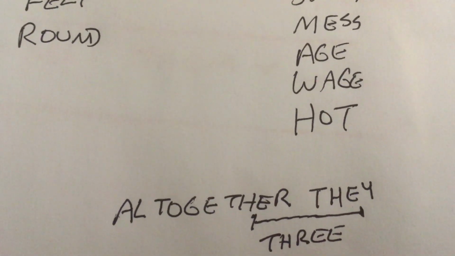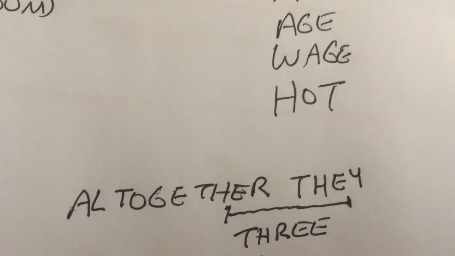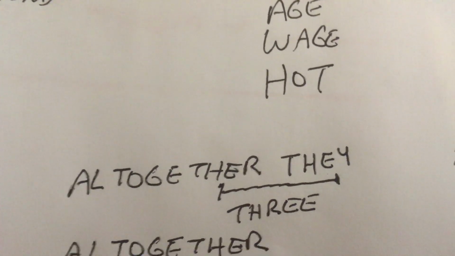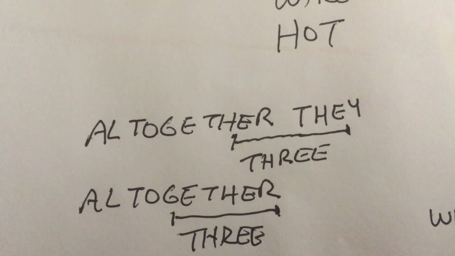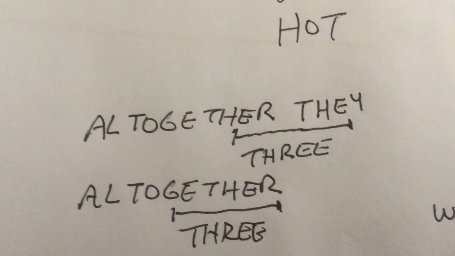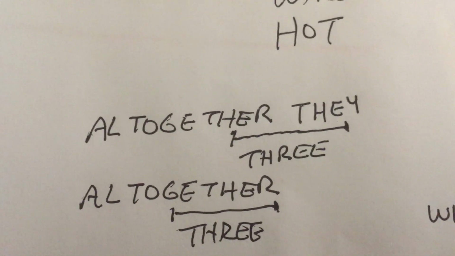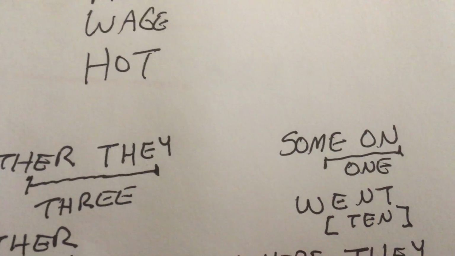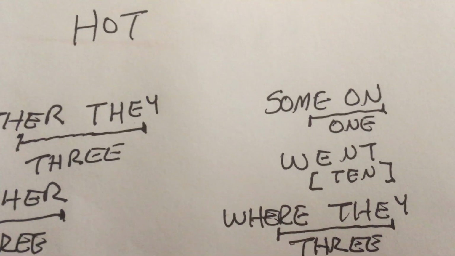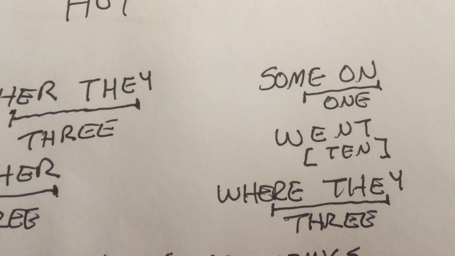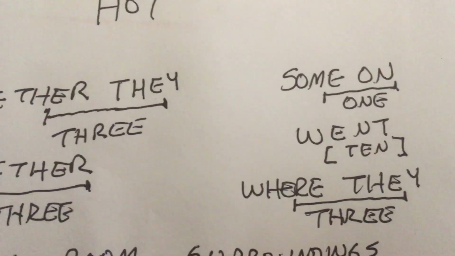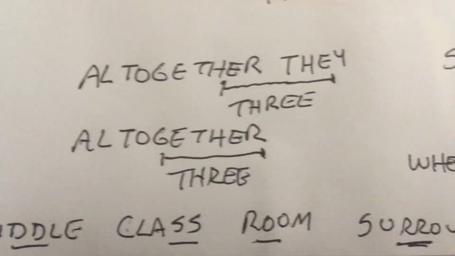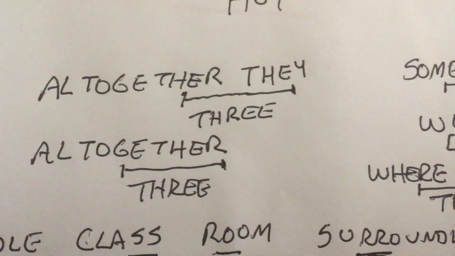And here's some of the numbers. All together there's a 3. But if you start further, there's another 3. Altogether contains the word 3. Some on, we mentioned the word went. There's 10. Weird, they is repeated twice. That's the number 3. And then you have your double letters, middle, class, room, surroundings. See, I told you that.